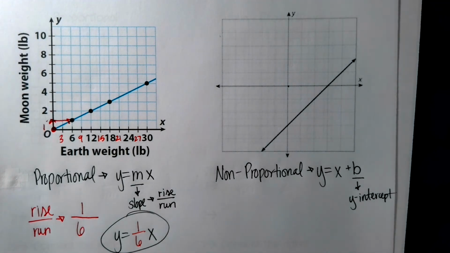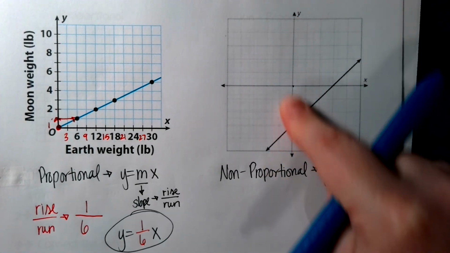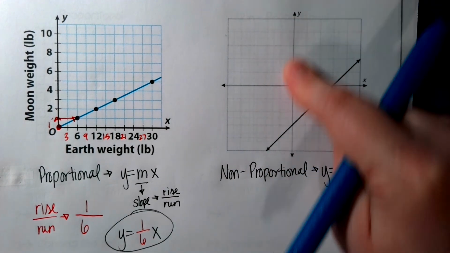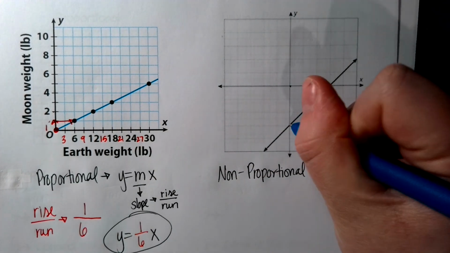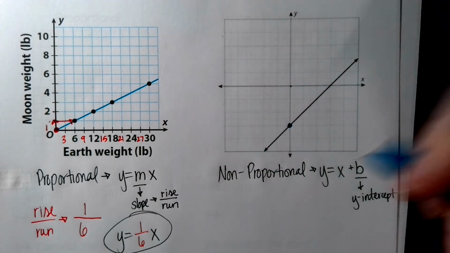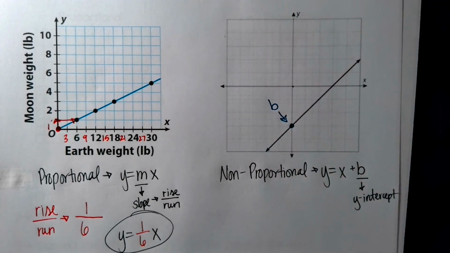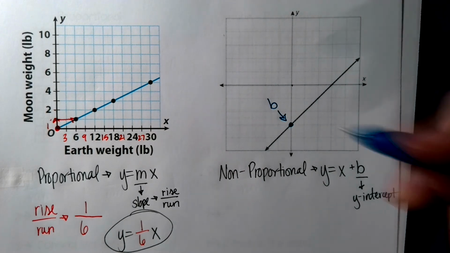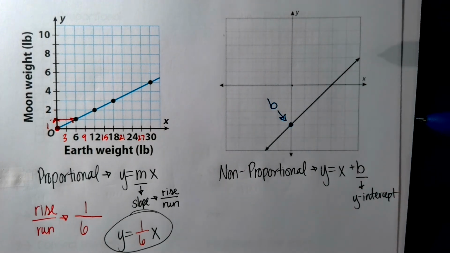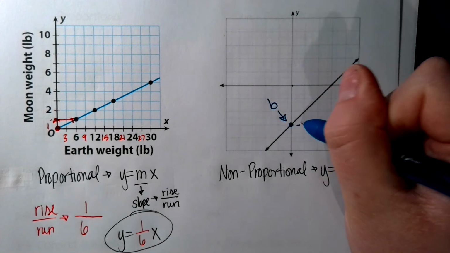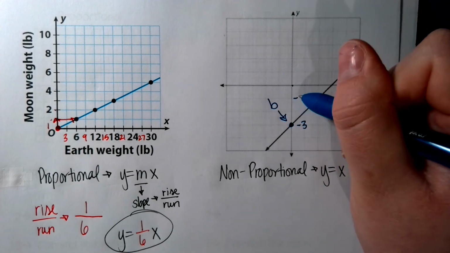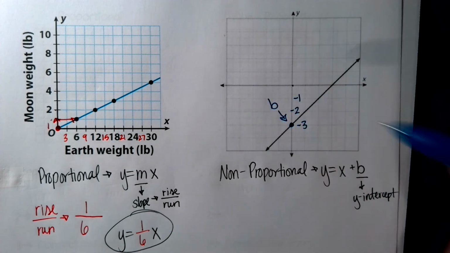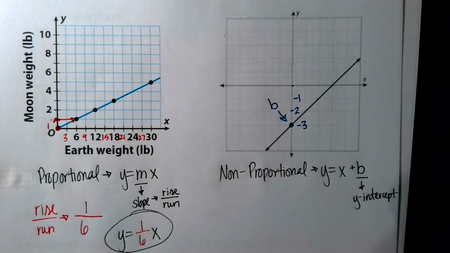Where do we look for our y-intercept? Yeah, we want to look on our y-axis. I want to see where my graph crosses that y-axis, and it's at this point right here. This point right here is going to be what my b is. What number is that? That would be -3. This line is -1, that's -2, so this point right here would be -3. So that's what I need to plug in for my b.